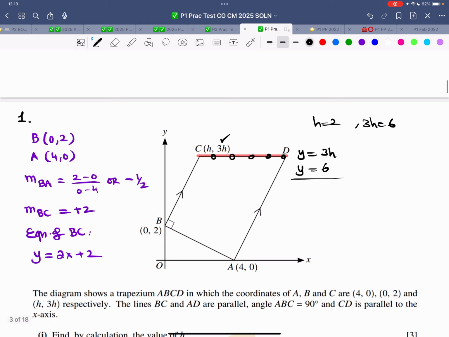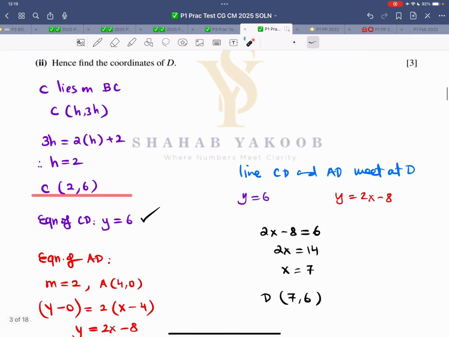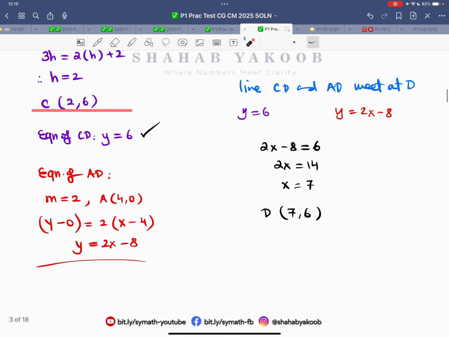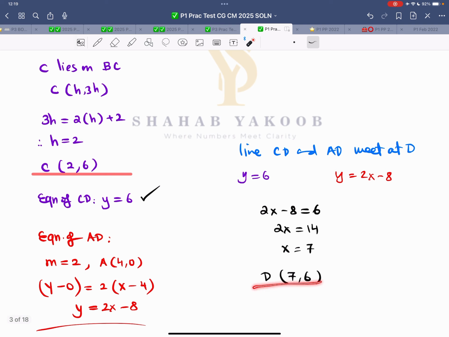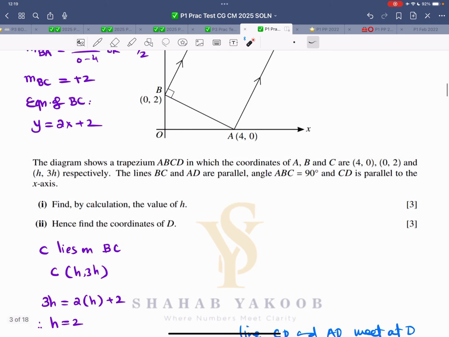What about the equation of AD? In order to find the equation of AD, now we have the x-intercept. We have the gradient of BC, which is the same thing as this. This time I'm using the other format, that is y minus y1 equals m times x minus x1. That's the equation of AD. If I solve CD and AD simultaneously, that is the common point, that is D. So I find the coordinates of D, which is 7 comma 6.